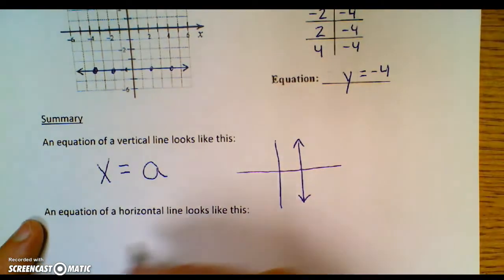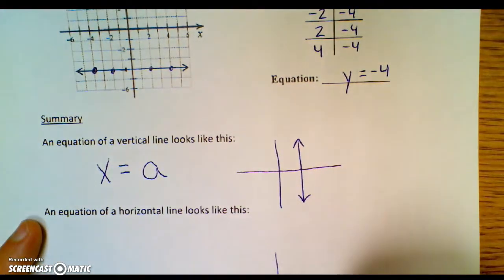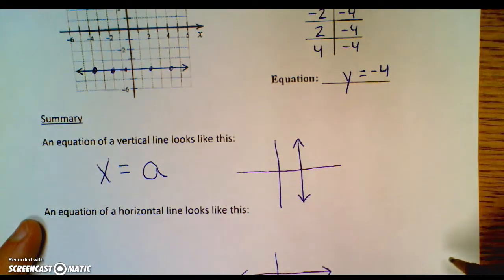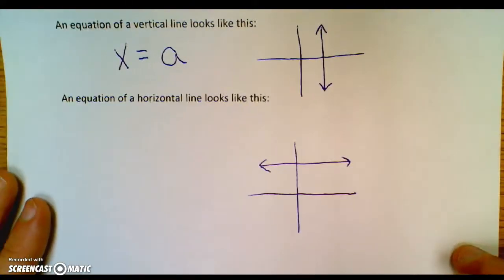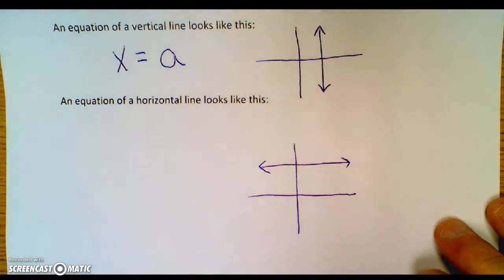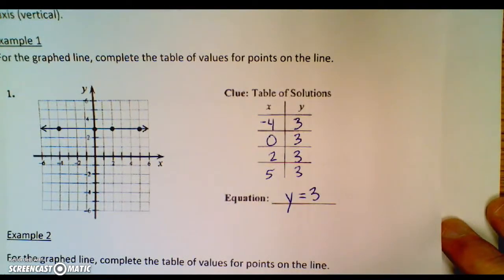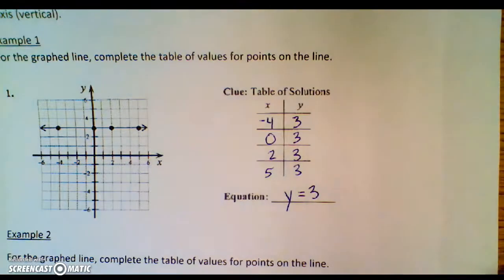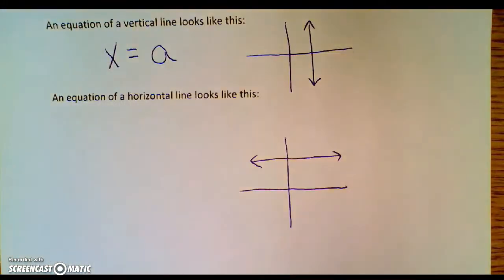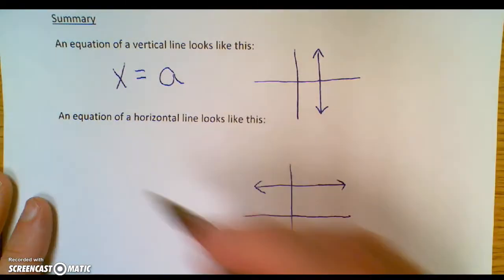A horizontal line is when it's going parallel to the x-axis. That's when your graphs are horizontal, like number 1 on the front. And here, it was just a line going through the y value, so y equals 3. So I'll just say y equals some number.